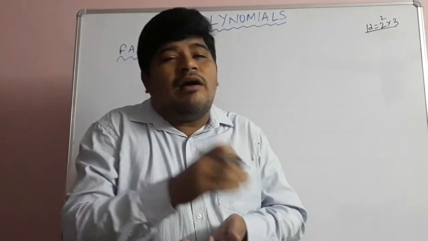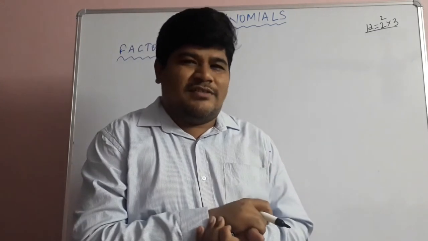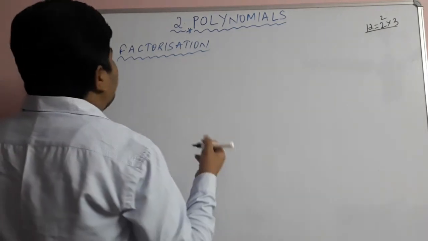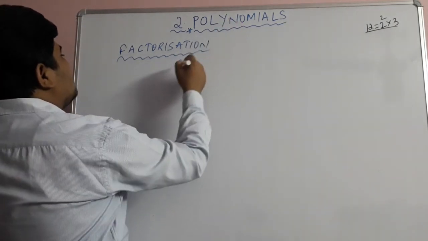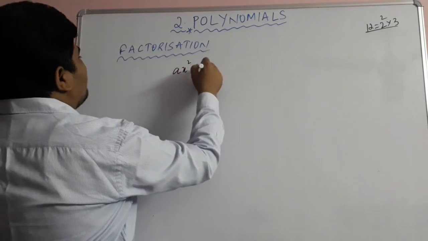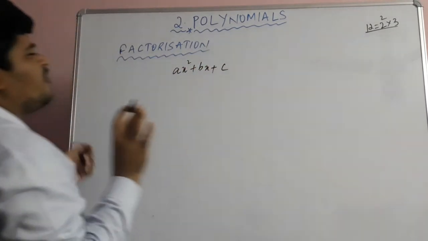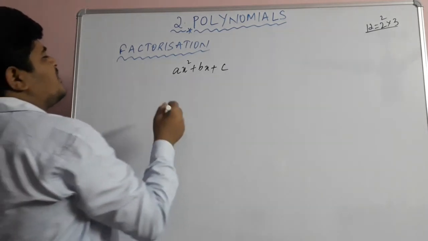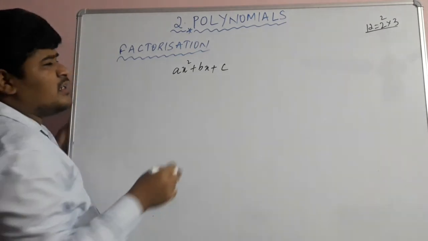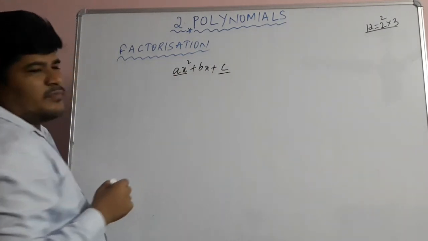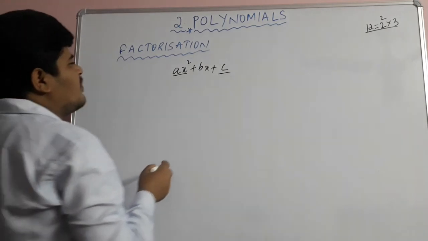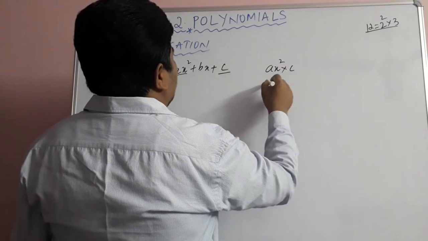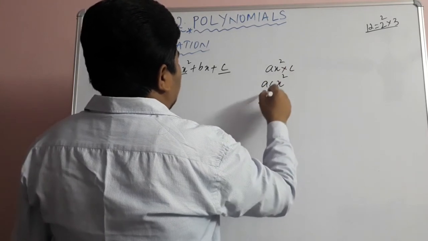But if they give polynomials, quadratic polynomials especially, how to factorize? Children, if they give quadratic polynomials in the form of ax square plus bx plus c, how do we factorize this? I will explain with one example. First we have to take the product of the first term and the last term. So what is that? Ax square into c, that means ac x square. So this is the first step.